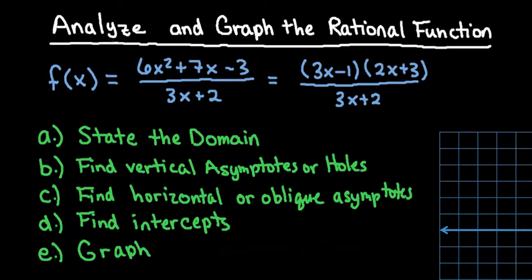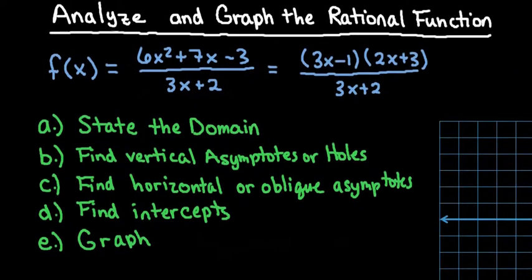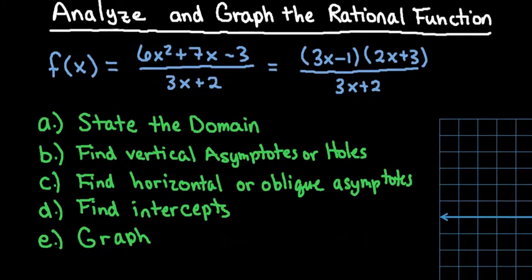So in order to analyze, we're going to state the domain, we're going to find any vertical asymptotes or holes, and we're going to find horizontal or oblique asymptotes, and we're going to find intercepts, and then we will graph it from finding all of the information that we did. It is possible that a graph will not have any x-intercepts or y-intercepts. It's also possible that it won't have vertical asymptotes or holes. It's also possible that it won't have horizontal or oblique asymptotes. There's a lot of situations that can happen, like I said.